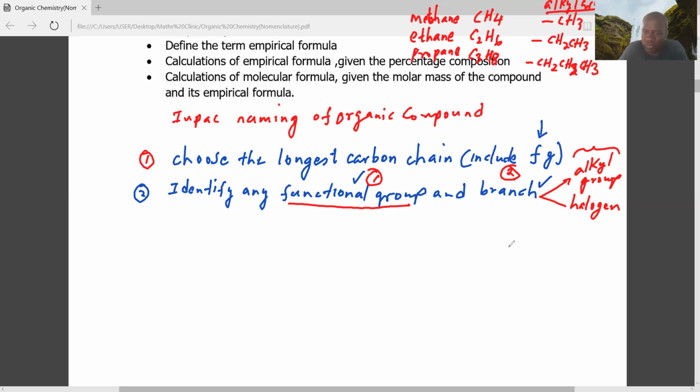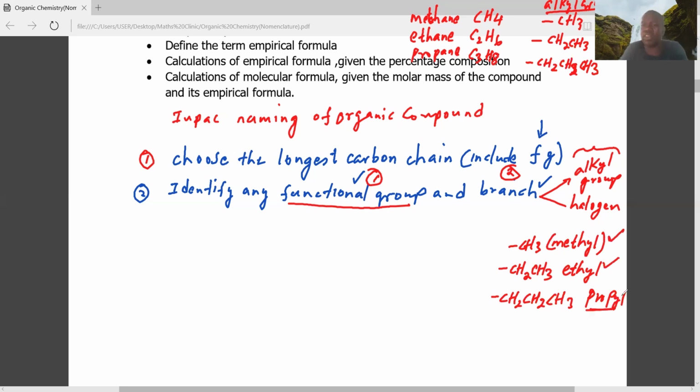The one which we have CH3, this is called methyl or methyl group. Then the CH2 with CH3, this is ethyl. Then the CH2, CH2 and CH3 is called propyl. In other books, they call it n-propyl. But in your syllabus, usually they talk about this too. Even the propyl is also part of it.